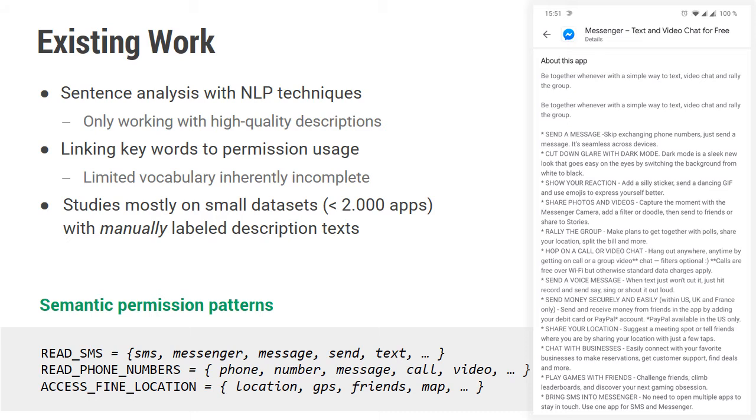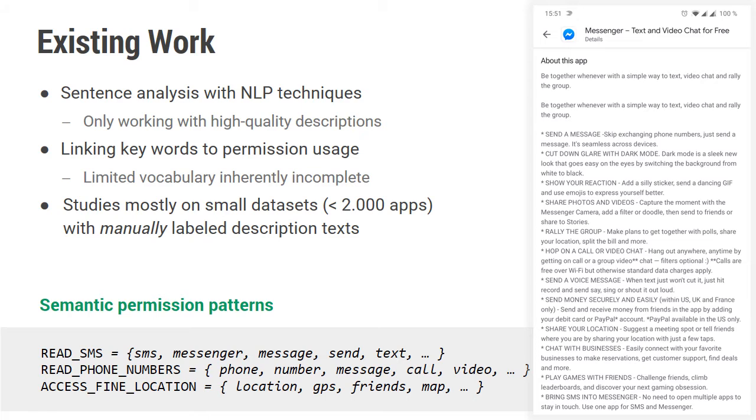Sometimes, links between words and permissions are very obvious. For instance, if a text mentions location sharing, it can safely be assumed that this also implies accessing the fine-grained location. However, this doesn't work with low-quality descriptions, and in practice the vocabulary is often also not limited to just one permission.